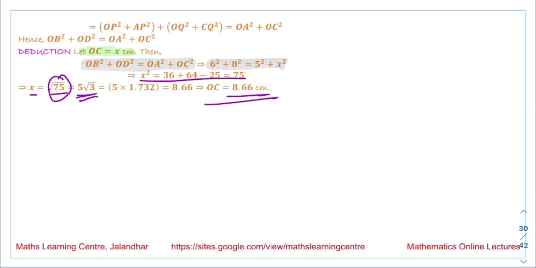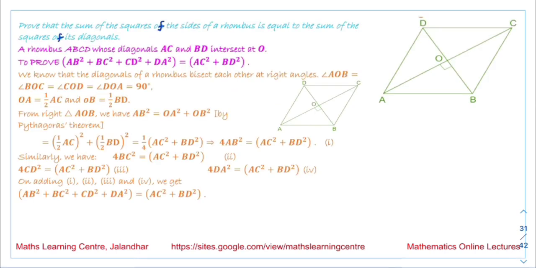The next question we have is, prove that the sum of the squares on the sides of a rhombus is equal to the sum of the squares on its diagonals. So we are talking about AB square plus BC square plus CD square plus DA square, that is equal to the sum of the squares on its diagonals. Now we know that the diagonals of a rhombus are perpendicular bisectors of each other. That is, OA and OC lengths are equal, OB and OD lengths are equal, and these angles over here are of 90 degree measure.